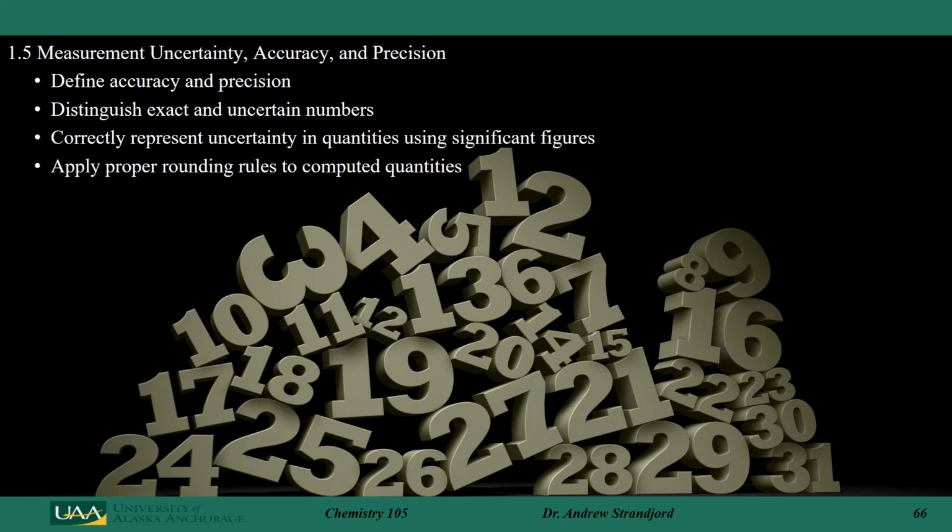Whenever we make a measurement in chemistry, we would like to know how good that number is, how good the value is. We do that by three criteria. We look at the uncertainty, the accuracy, and the precision of that measurement. And those are the topics we're going to discuss in this chapter.